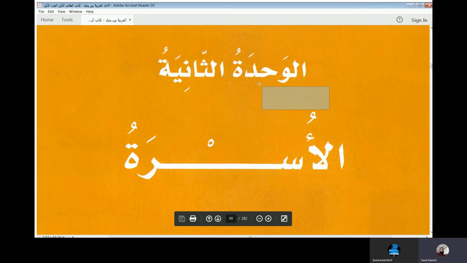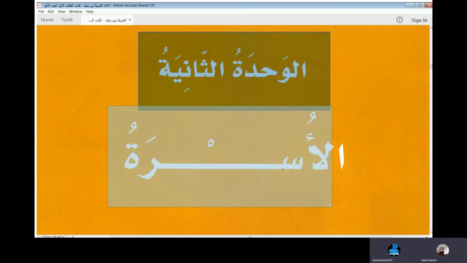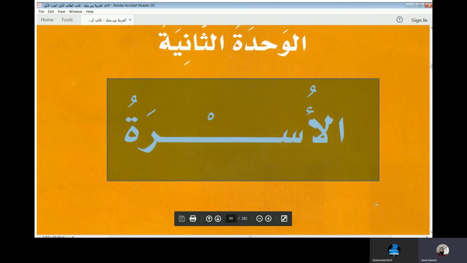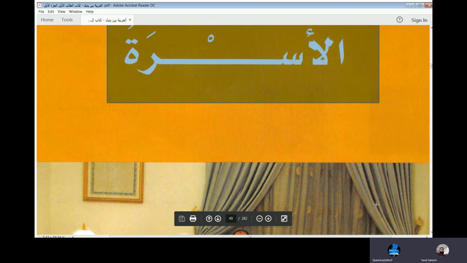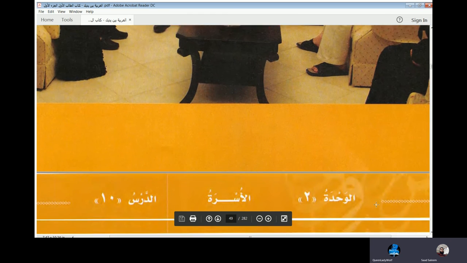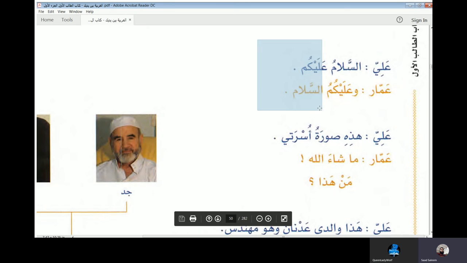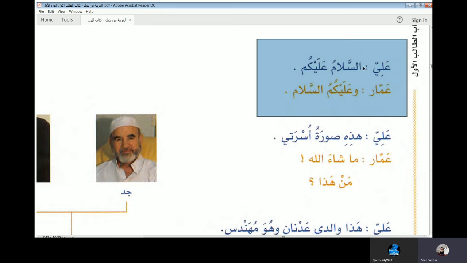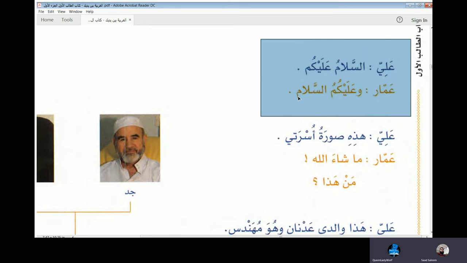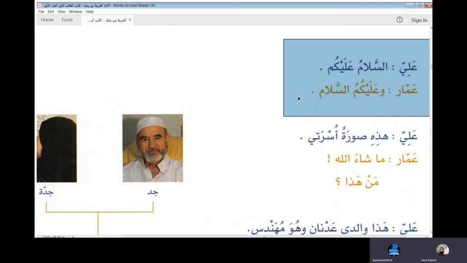Now we have al-Wahda ath-Thaniya, second unit. Al-Usra means the family. Repeat after me. Ali: assalamu alaykum. Umar: wa alaykum assalam. Ali, peace be upon you. Umar, peace be upon you too.